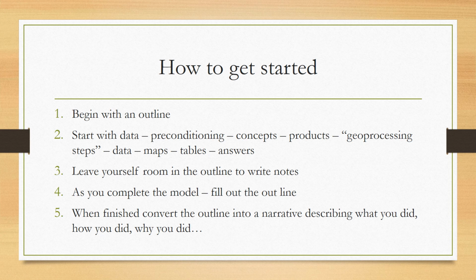I'll sort of explain what I'm talking about. When you're writing out this outline, it should start with the data and then talk about things like the preconditioning, the concepts and products and geoprocessing steps and data and maps and tables and answers and all that sort of stuff. And what you want to do is leave yourself room in the outline to write notes about what you did or why you did it. And as you complete the model, you fill out the outline. And then when you're finished, you convert it to a narrative describing what you did based on the notes on your outline, and everything will work great.